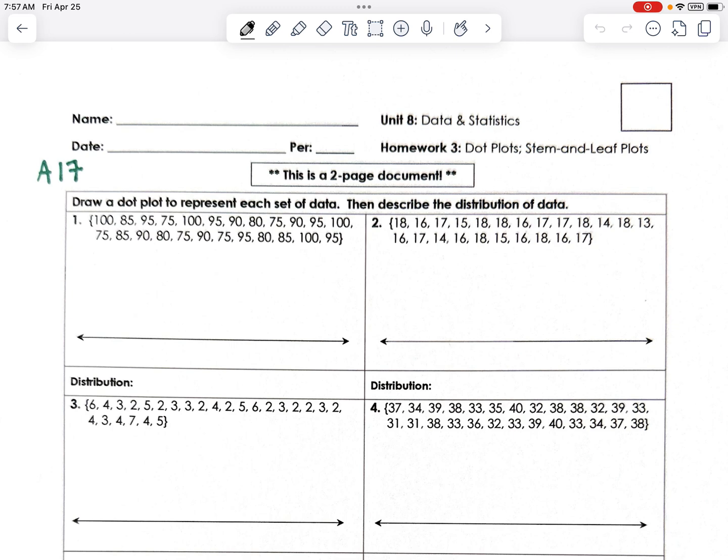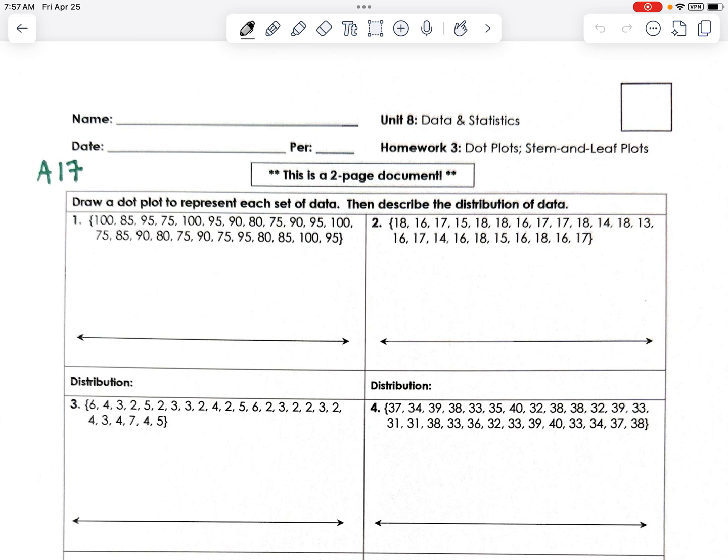So on this dot plot, look at the numbers. You're noticing that most of the numbers, actually all of the numbers, either end in 0 or 5. So what's our lowest number? It looks like it's 75. And our highest number is 100. So let's count by 5s to make this dot plot.